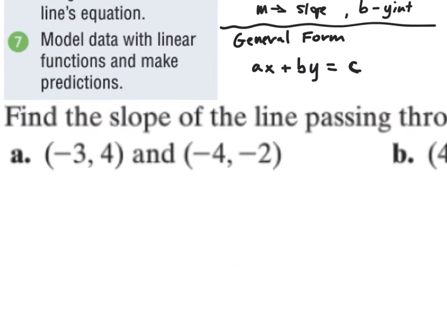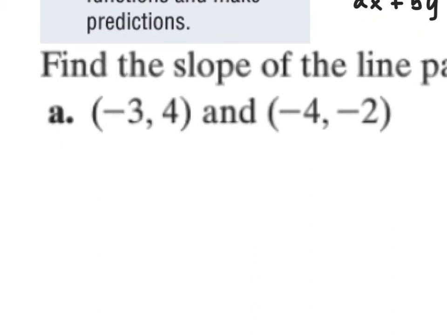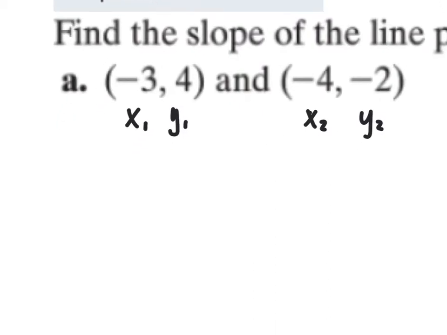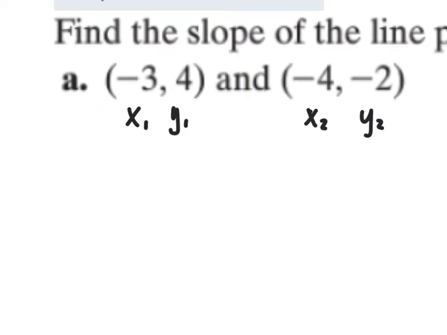Okay, so let's find the slope of the line passing through these points. If I'm finding the slope here, I want to label this x sub 1, y sub 1, and label this x sub 2, y sub 2. I want to show you a couple of different ways of doing this, but let's calculate the slope using our formula.